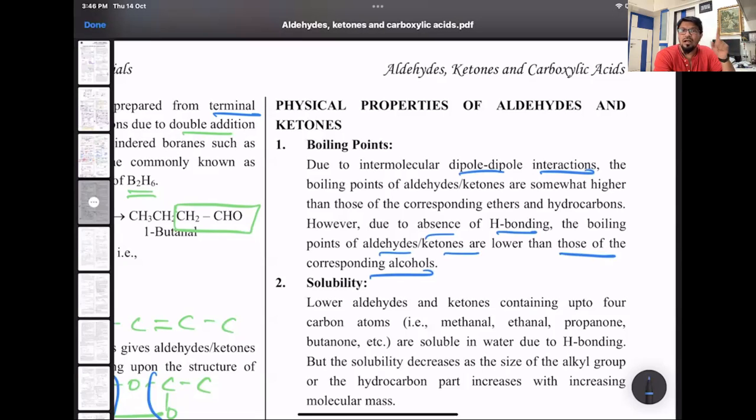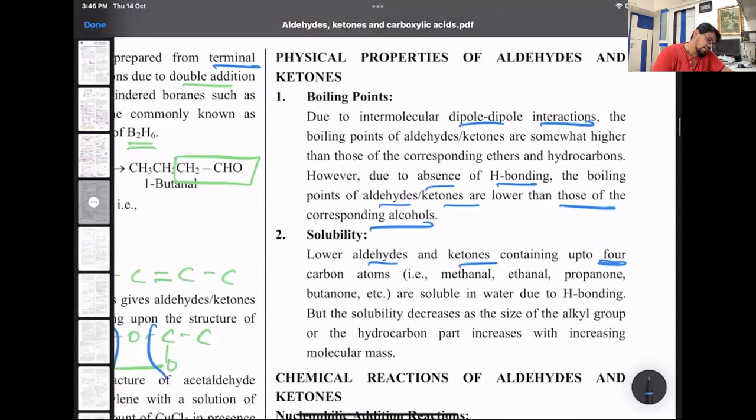So with water, aldehydes and ketones will have hydrogen bonding, where the carbonyl oxygen will pull the H of the water towards itself. So look at that, lower aldehydes and ketones up to 4 carbon atoms, that is still butanone, are soluble in water due to H bonding. But the solubility decreases as the size increases, because as the bulk of the alkyl group increases, the alkyl group behaves hydrophobic, hydro meaning water, phobic meaning hate, water-repelling groups.